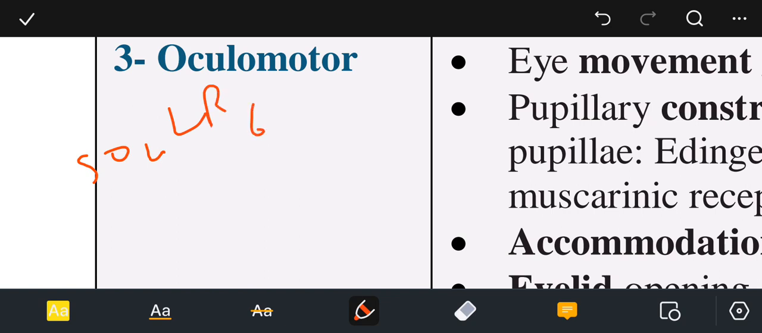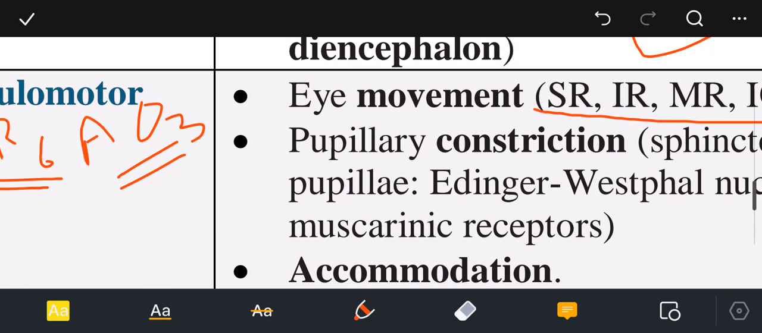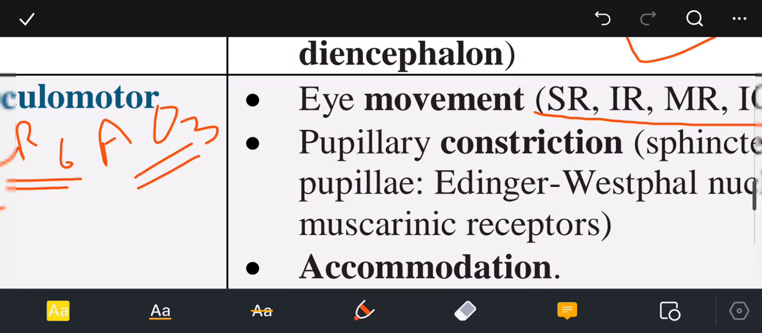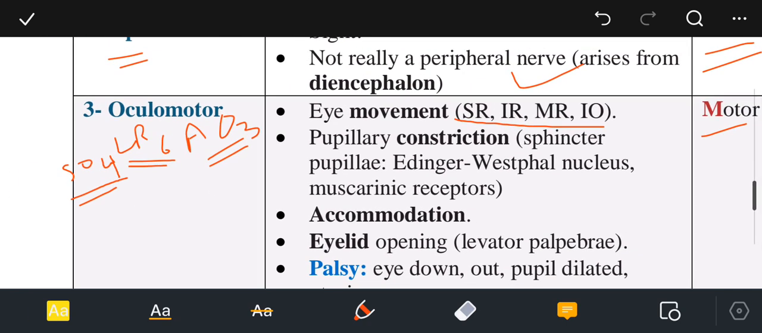LR6 and AO3. I'm sorry. So it means the superior oblique is supplied by cranial nerve 4, the lateral rectus by cranial nerve 6, and all other extraocular muscles are supplied by cranial nerve 3, that is the oculomotor nerve, and these others include the superior rectus, inferior rectus, medial rectus and inferior oblique.